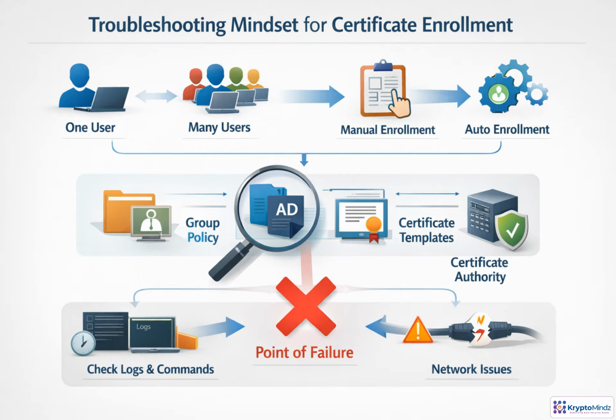When enrollment fails, think in layers, not guesses. Start by scoping the issue. Is it a single user or device, or is it widespread? Does it break during manual enrollment or auto-enrollment? Then decide whether the client can discover the right policies and templates, or whether the failure happens later, when the CA tries to issue the certificate. At each step, confirm what you see with logs and commands before you change templates, group policy, or CA configuration.